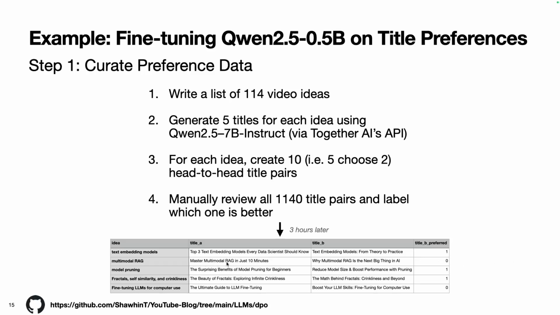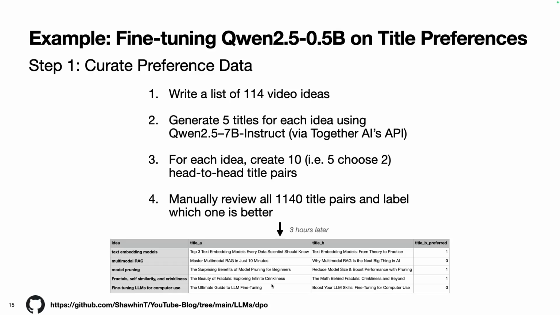The next one, "Master multimodal RAG in just 10 minutes." Okay, that's pretty good. And then "Why multimodal RAG is the next big thing in AI." This "next big thing in AI" is just kind of vague, and I'm not sure what that means or even if it's true. I can't think of a narrative around that, so I went with title A in this case, and so on and so forth. This is definitely very time consuming.